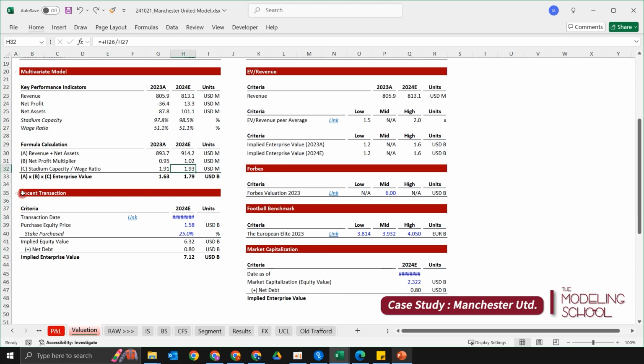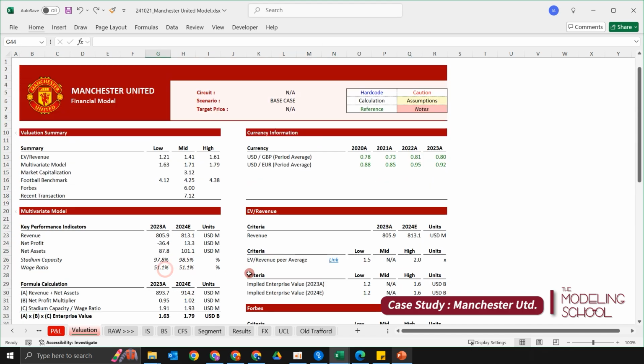And of course, we have the transaction comps, which indicate recent transactions related to football clubs. And even for Manchester United, there was a recent transaction with some of the main shareholders selling off a portion of their stakes to a third party. So we've considered that valuation, how they valued Manchester United Football Club at that time, and we've included it in our valuation summary as well.